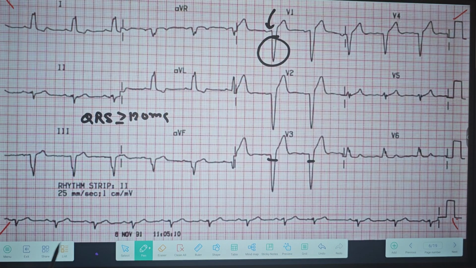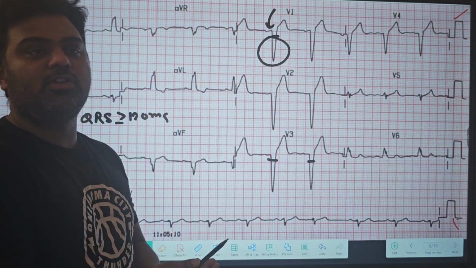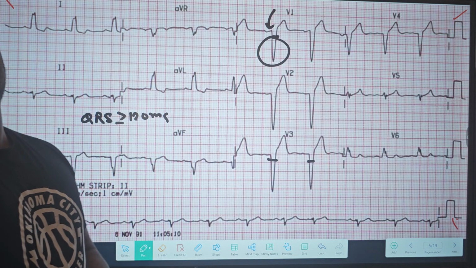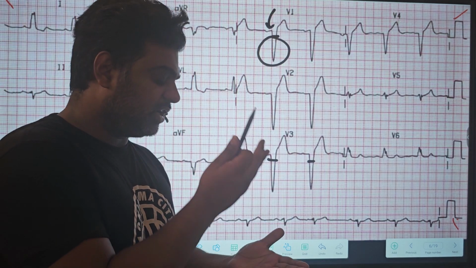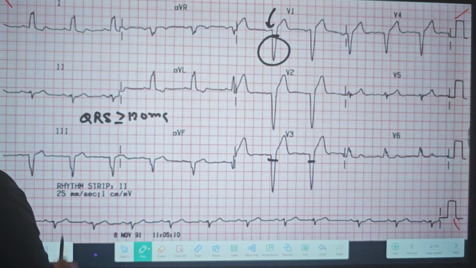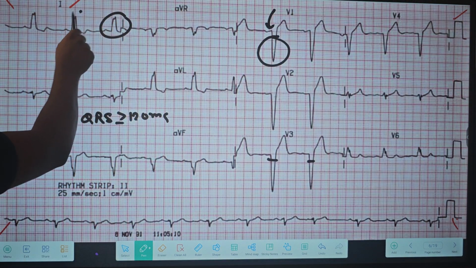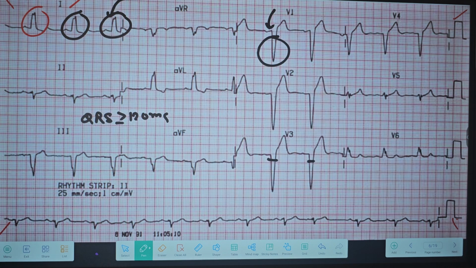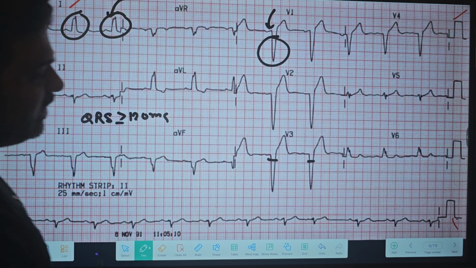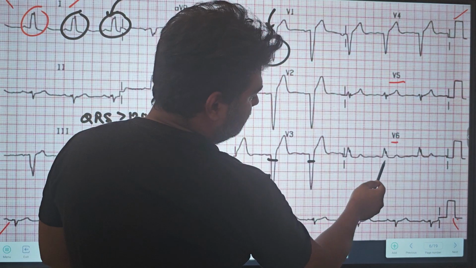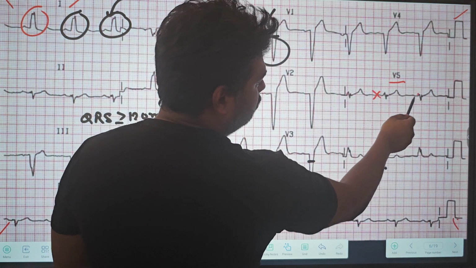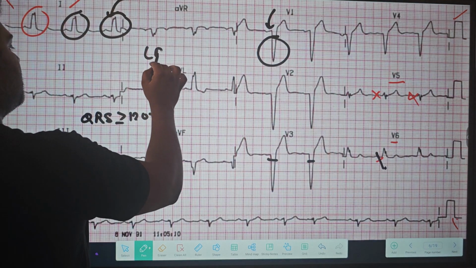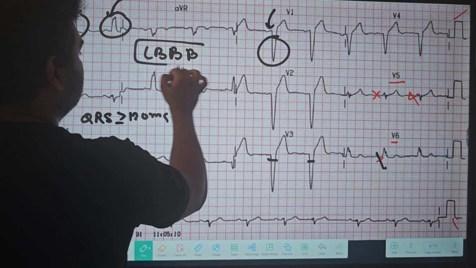Okay, so the third finding was we will see a monophasic R wave, that is, it will not have a Q wave, nor an S wave, and it can be monophasic or it can be present with a notch or M. Now see this lead one, this is a monophasic R wave, no Q wave, no S wave, and there is notching present. So yes, the third point is also confirmed. Now if you see leads V5 and V6, there is no Q wave. Thus we can say that this is a case of left bundle branch block.